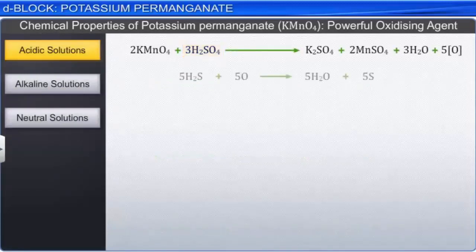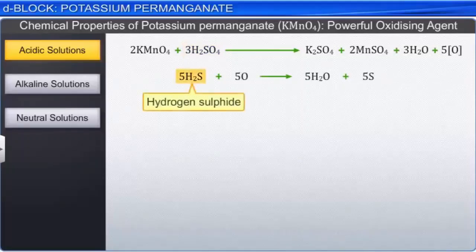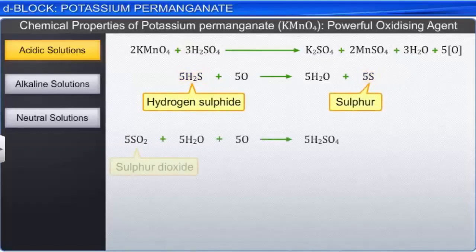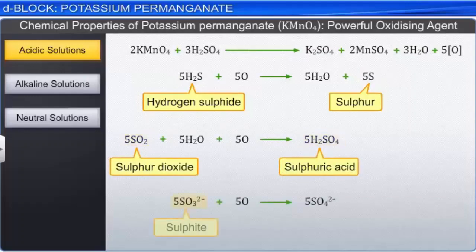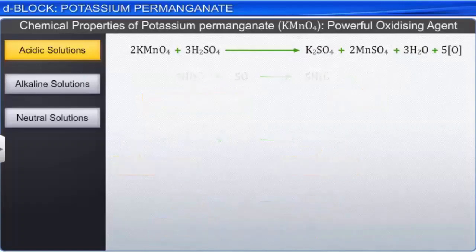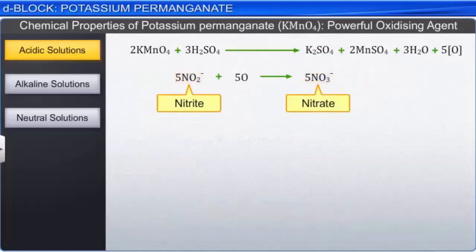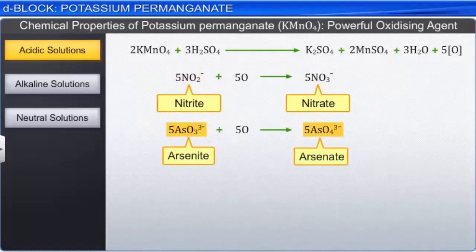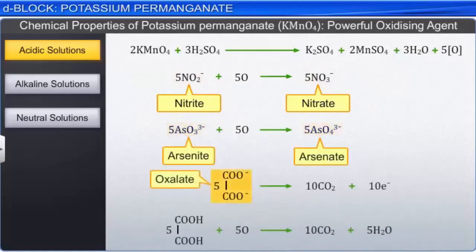sulfides to sulfates, nitrides to nitrates, arsenides to arsenates, oxalates or oxalic acid to carbon dioxide, ferrous salts to ferric salts, iodides to iodine, hydrogen peroxide to water and oxygen.